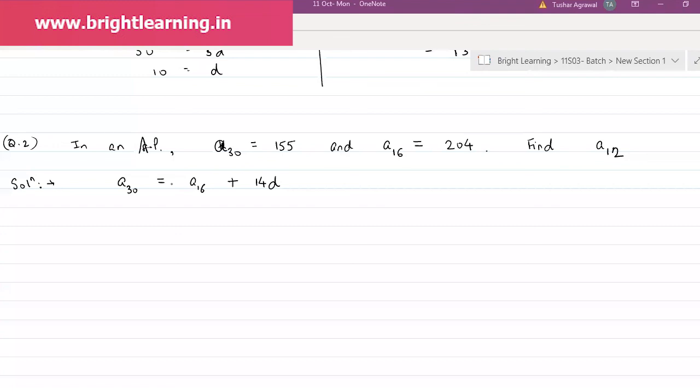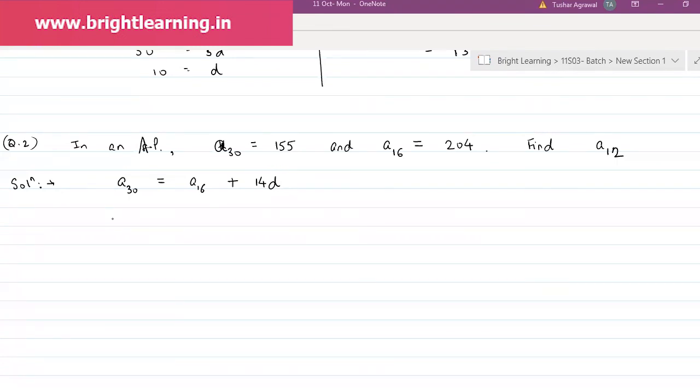Sir, could you say how this 14D came? From 16 to 30, 14 units ahead, right? 14 jumps ahead. Got it? 14D. So from the 16th position, I'm jumping ahead 14, the 17th, 18, 19, 20, 14 units ahead. 14 units ahead means 14D.